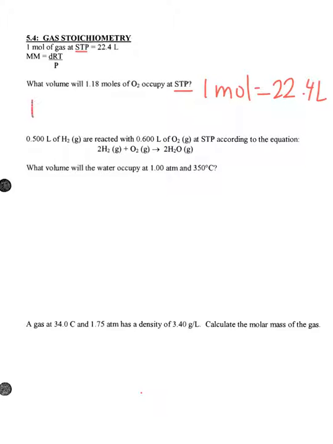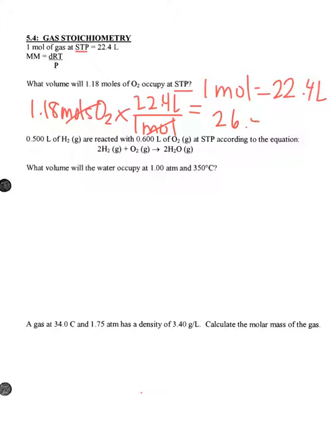Start off with the number that's given to you in the problem, 1.18 moles of O2. And then the mole's going to go on the bottom, so the units cancel, and then the 22.4 liters will go on top. So moles cross out, and then you're just going to multiply across here, 1.18 times 22.4 liters, and I got 26.4 liters, but you should check my work. All right, let's take a look at the next problem.